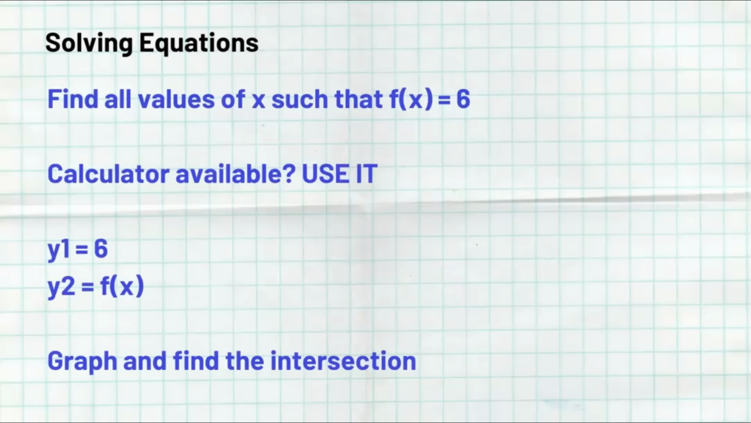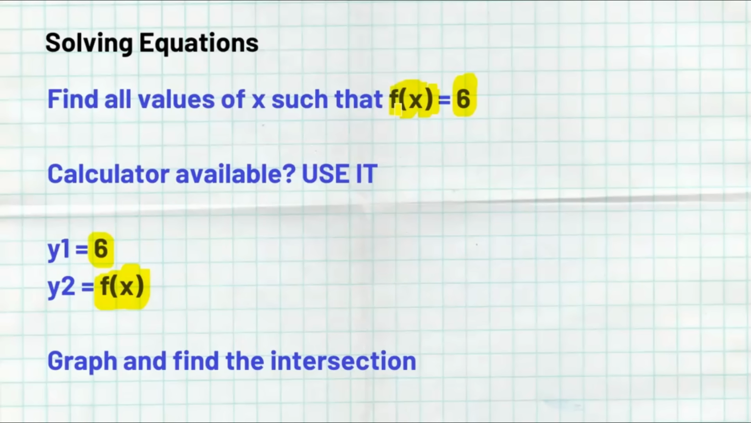Now, the second option is if you have a calculator, and if you do, I'd recommend using it. So how would I solve this equation if I had a calculator? I wouldn't waste any time trying to do all the work by hand. I would go to y equals on my calculator. In y1, I would type in 6, the right-hand side. In y2, I would type in f of x, the original function they gave me, the left-hand side. Now, obviously, you could switch the order of that. It wouldn't matter whatsoever. And then hit graph.